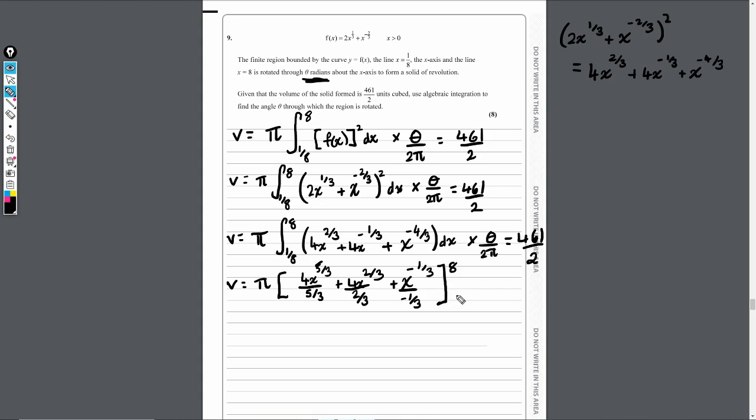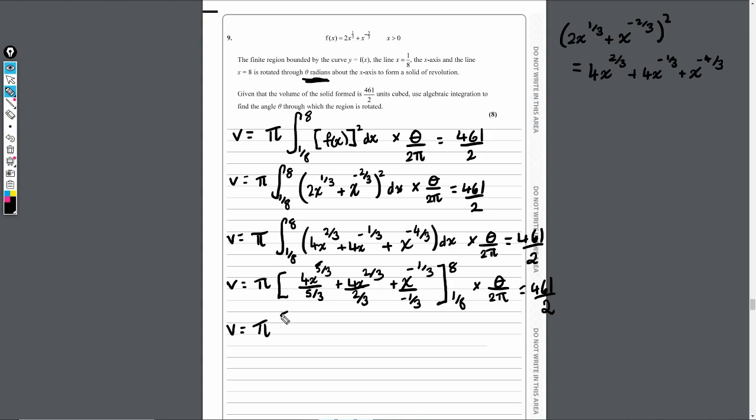That's between 8 and 1/8. And then we'd have to times this by theta over 2 pi again. We know that'll be equal to 461 over 2. Okay, so again, let's just keep simplifying. Now at this point, we can actually just simplify. So I'll write it out in full again. So you could just save time by just skipping ahead. But I'm going to write everything out in full.